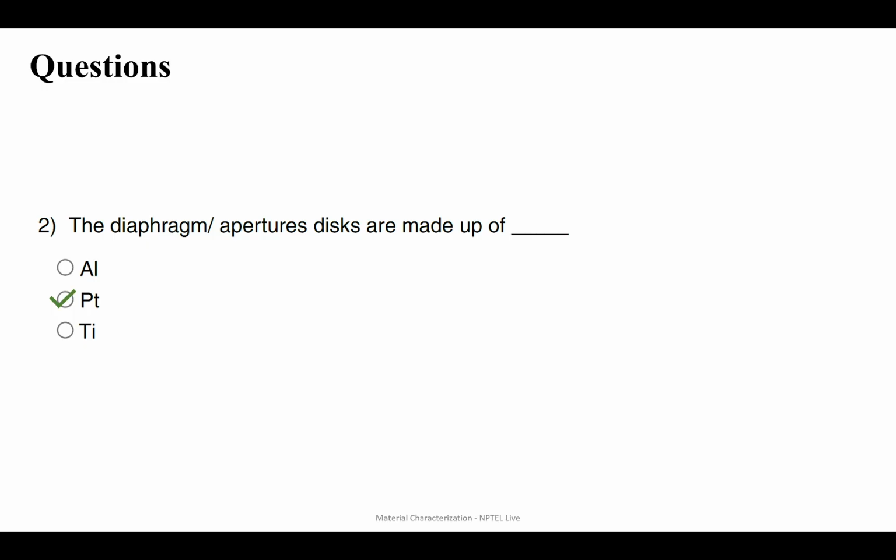We need high density materials such as platinum. Aluminium and titanium are both low density materials, so they won't work. They will not absorb the electron beam that efficiently.